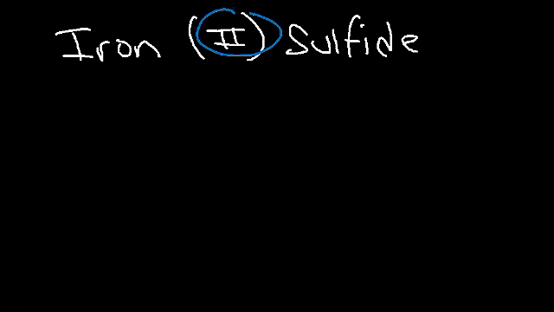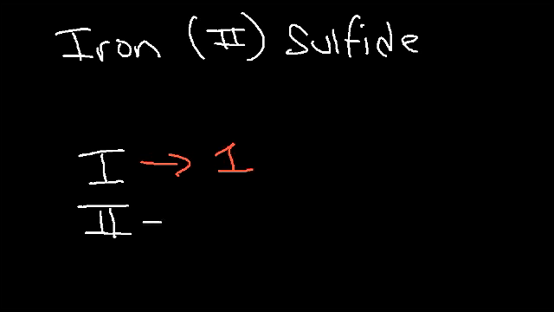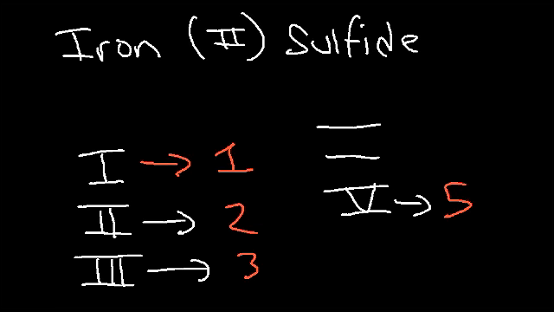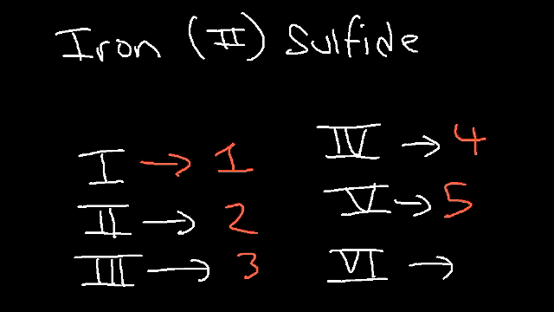The Roman numeral tells you what the charge is, so you need to know what it represents. If you see I, this represents 1. II represents 2. III represents 3. If you see a V, V represents 5. If you see an I to the left of the V, that represents 4. Now, if you see the I to the right of the V, you have to add instead of subtract. So it's like 5 plus 1, it's 6.